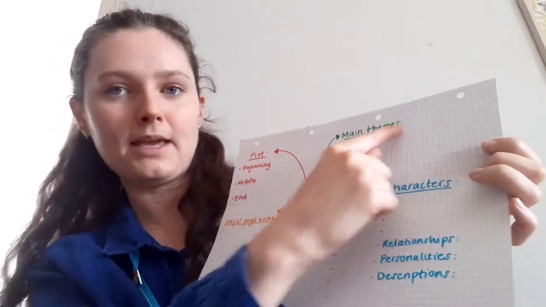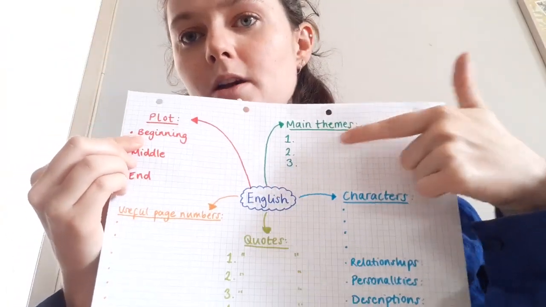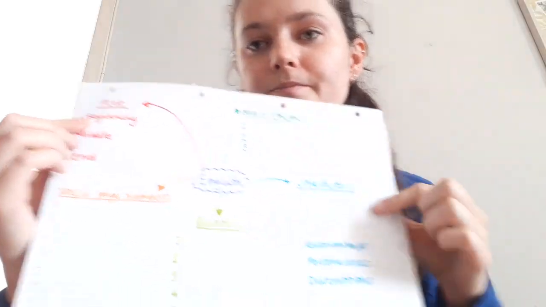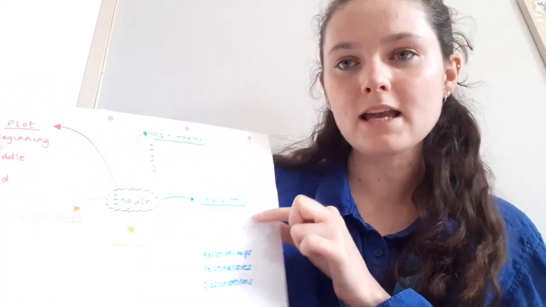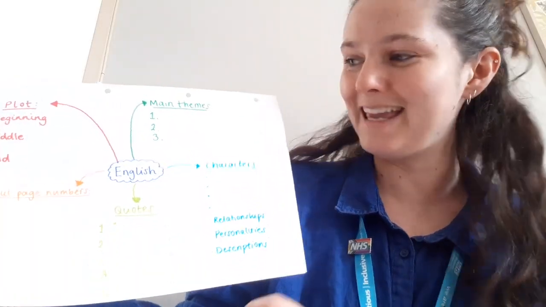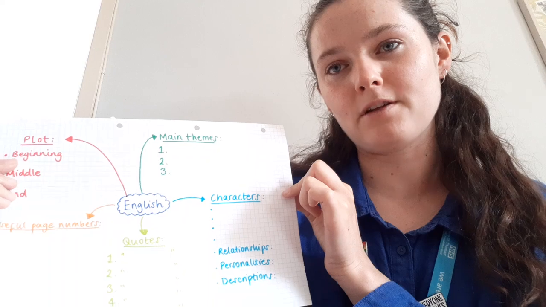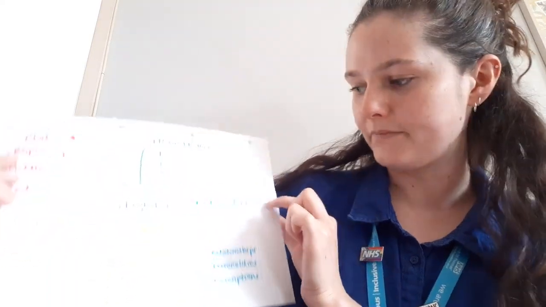Then I thought maybe about what some of the main themes might be in the book. I've just labelled 1 to 3. You could have a lot more than this if there's loads of themes, but just to help to pick out those main points in the story.